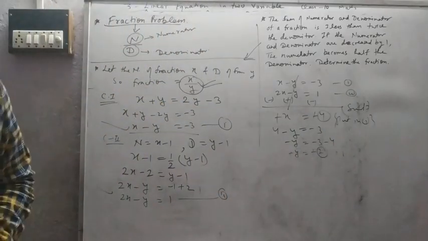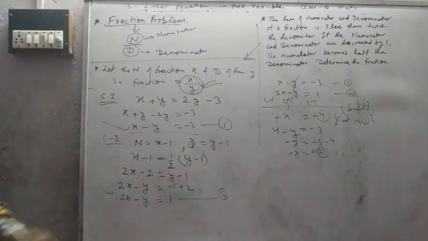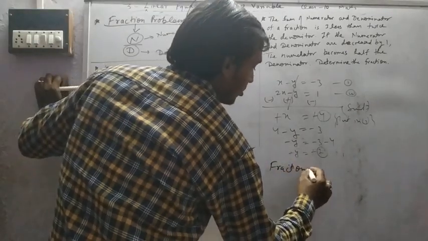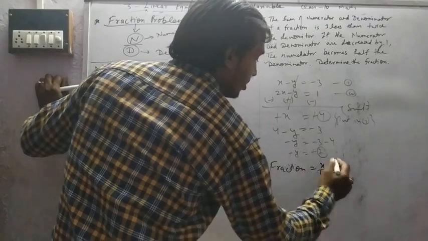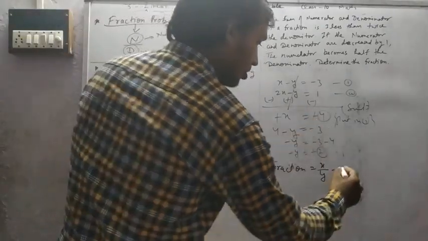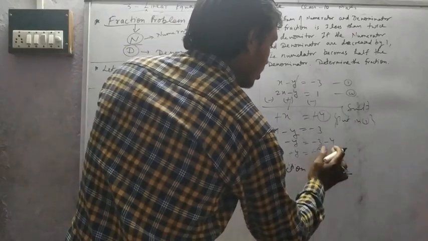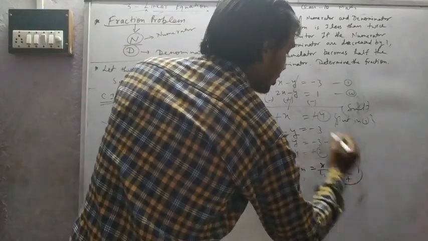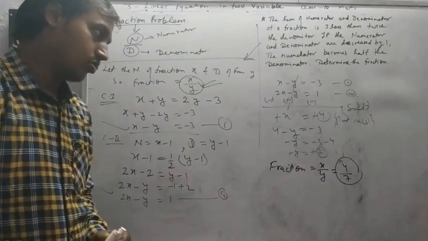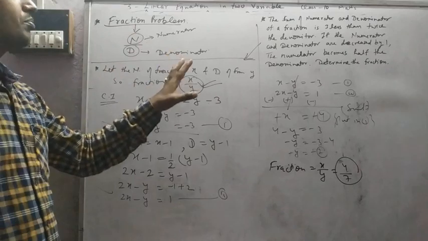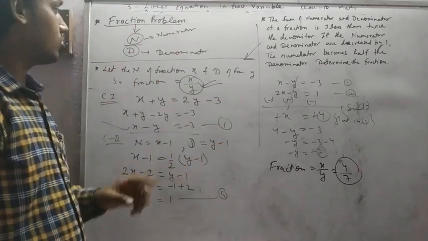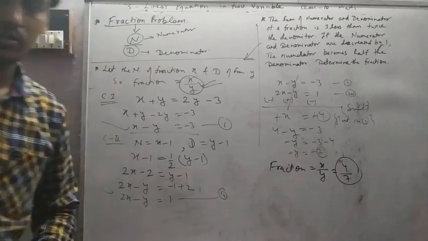So the fraction is x upon y. So x means 4 and y means 7. So the answer, the fraction is 4 upon 7. Okay, it's a very easy topic but important for board examination. So pause the video and note down with examples.